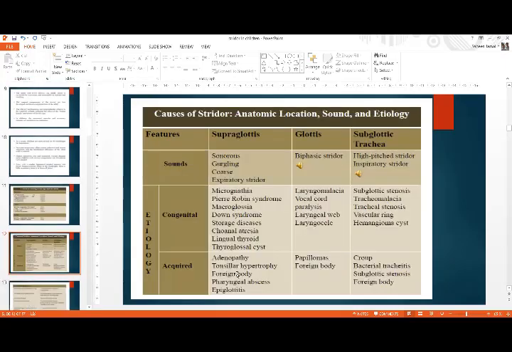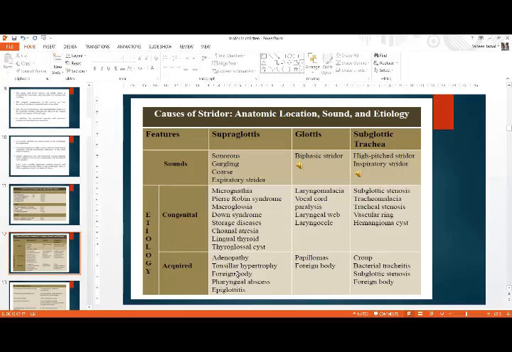Then, depending upon the anatomical location, sound and etiology: in the supraglottic region, we have a gurgling sound; in the glottic area, a coarse sound. We have a biphasic stridor that is audible both during the inspiratory and the expiratory phase. Then we have the subglottic region, where we hear the stridor during expiration. Then etiologically, we have congenital causes and acquired causes. Among congenital causes, the commonest are micrognathia, Pierre Robin syndrome, macroglossia, Down syndrome, storage disorders, lingual thyroid, and thyroglossal cyst.